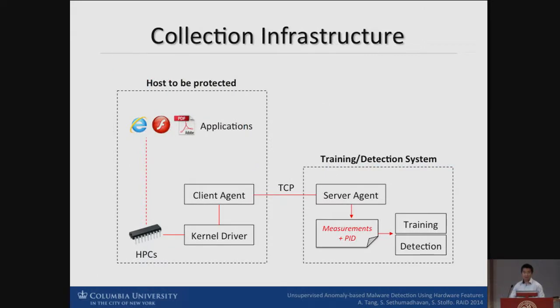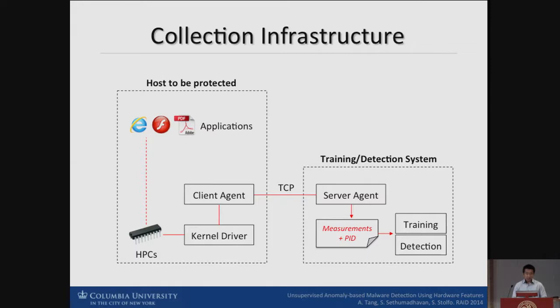Here's a system overview of how we collect the measurements from a host that we want to protect. The host that we want to protect is on the left side, and then we have a separate system that collates all the data, and that is used for training and detection purposes. Recall that we use the hardware performance counters to collect the measurements, and here we call it HPC, as you recall, on the bottom left-hand corner there.